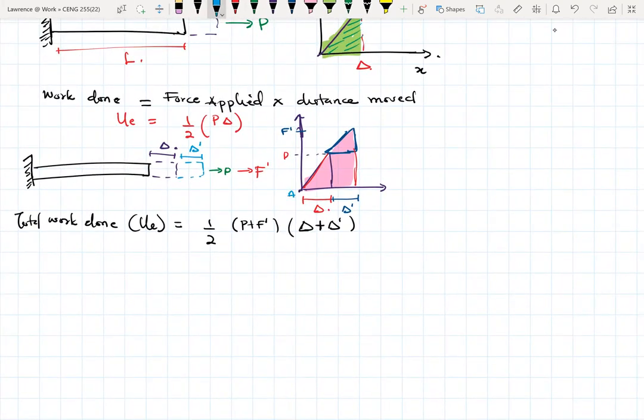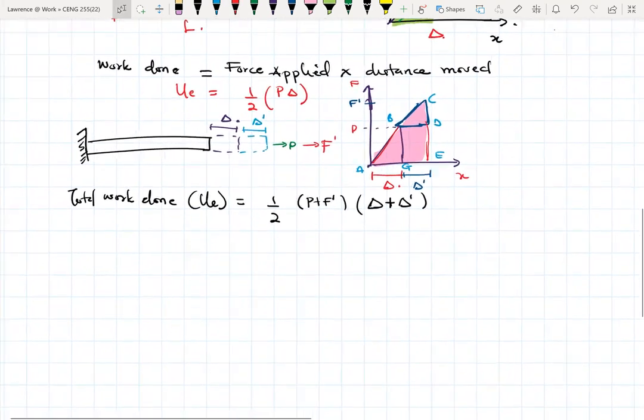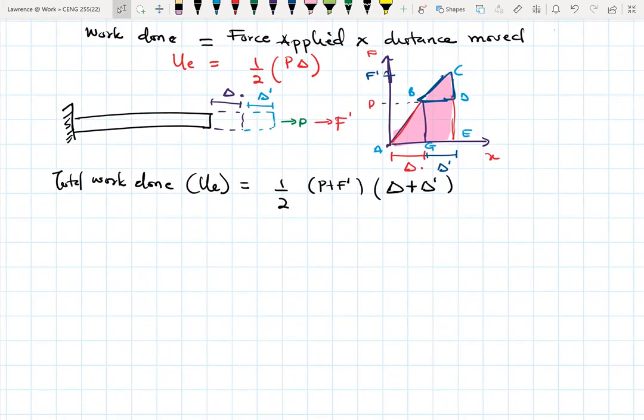Okay. Let me just name these points. A, this is B, C, D, E, and then G, because I have F somewhere already, so I don't need to. So this is X, it is the total load F, or the load F.